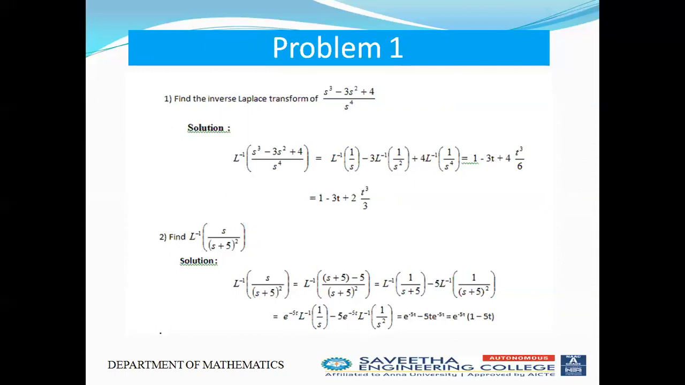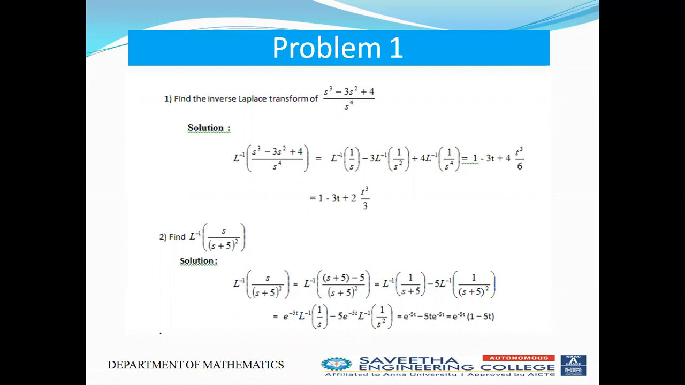Next problem, find L inverse of s divided by s plus 5 the whole square. Here also we cannot find the inverse Laplace transform directly, so we are going to simplify the term. In the denominator we have the term s plus 5, so we write the numerator also in terms of s plus 5. So we are adding s plus 5 minus 5 divided by s plus 5 the whole square.